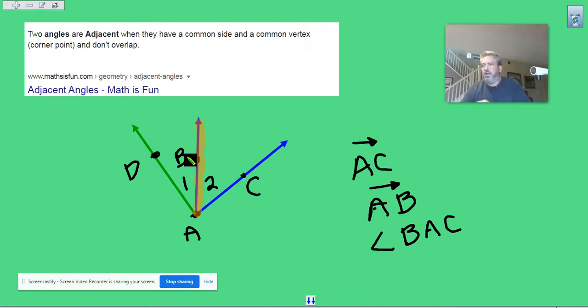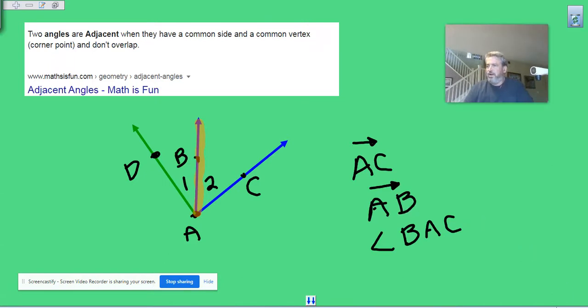So anytime you hear your teacher express adjacent angles, these are two angles sharing a side. Can you see that okay? Keep it simple.